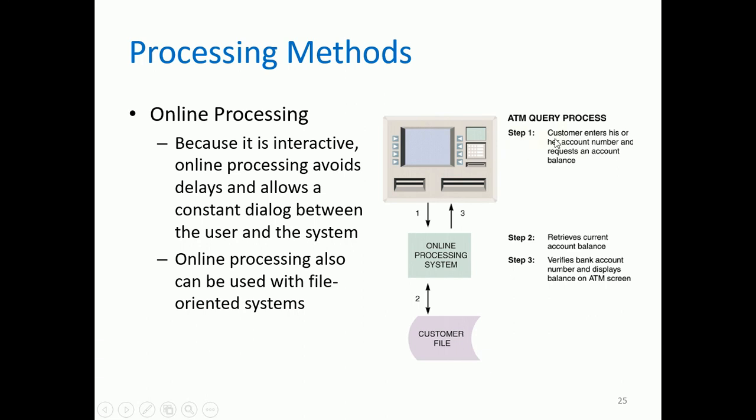Step one, the customer enters his or her account number and requests an account balance. Step two, the system retrieves the current account balance from the customer file in the online processing system. Step three, it verifies the bank account number and displays the balance on the ATM screen. So though this is a file-oriented system, there is an incorporation of online processing for the ATM query process.